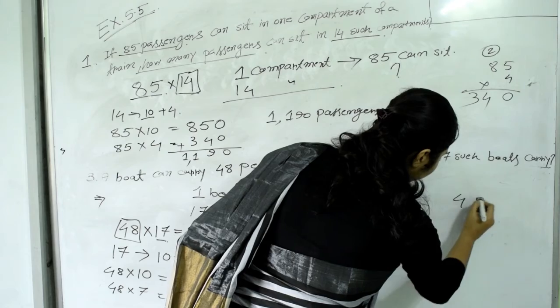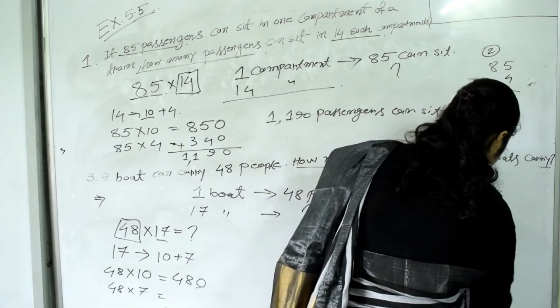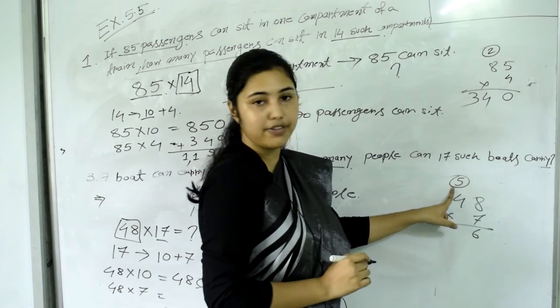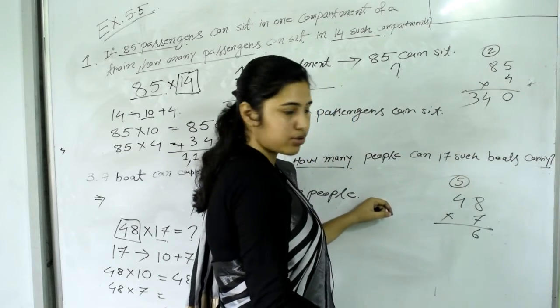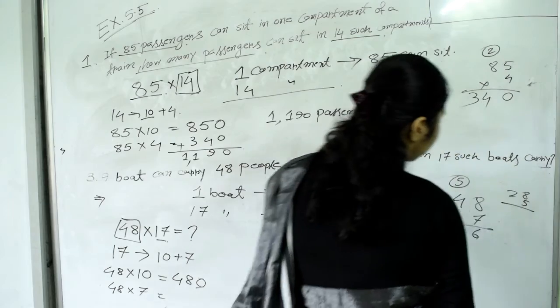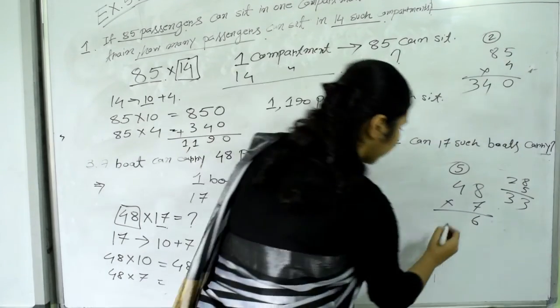So find the product of 48 and 7. 7 8s are 56. So write 6 and carry 5 in tens place. Now 4 7s are 28. Now 28 plus 5, 33.